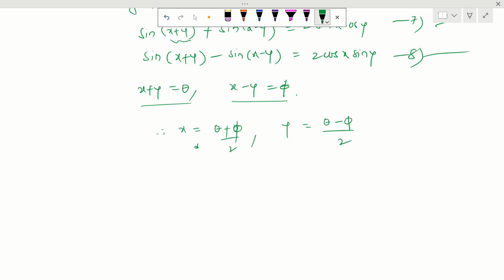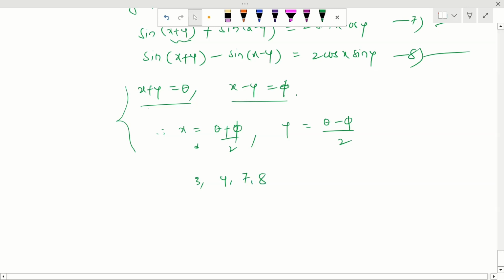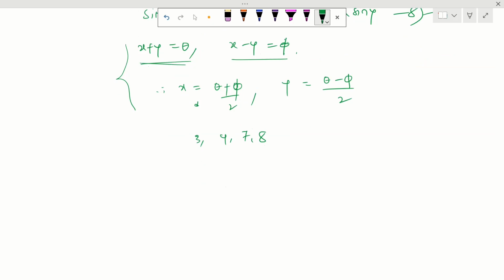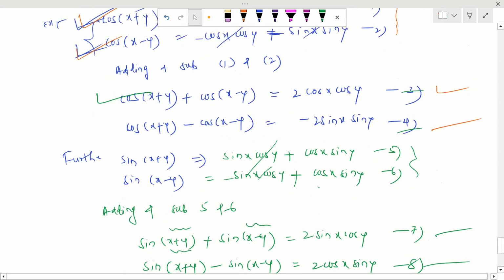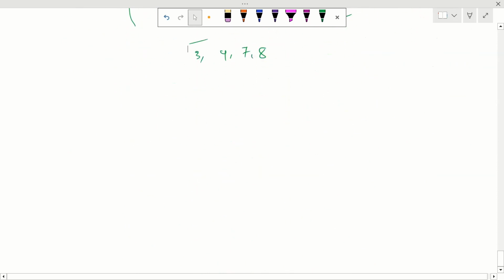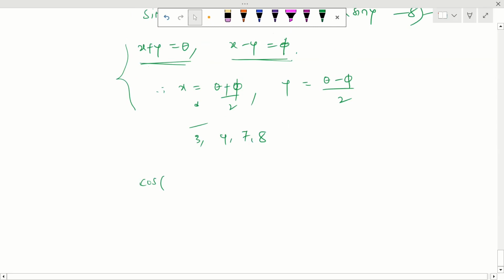So these terms we need to put in equations 3, 4, 7, 8. We have to replace x plus y by theta, and x minus y by pi, and x by theta plus pi divided by 2, y by theta minus pi by 2. The third equation: cos of x plus y, and x plus y is theta, so it is cos theta.